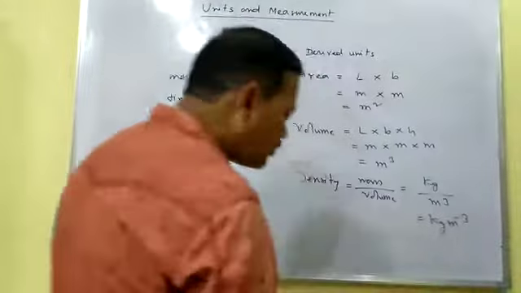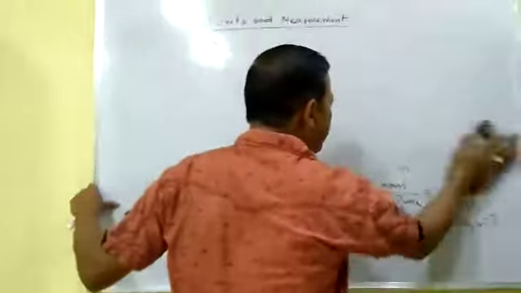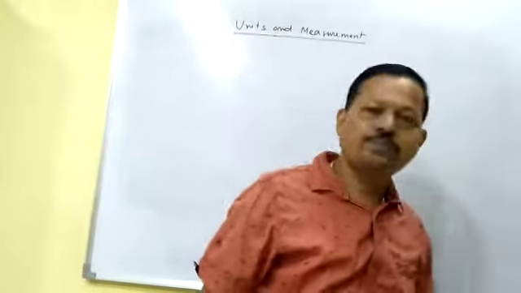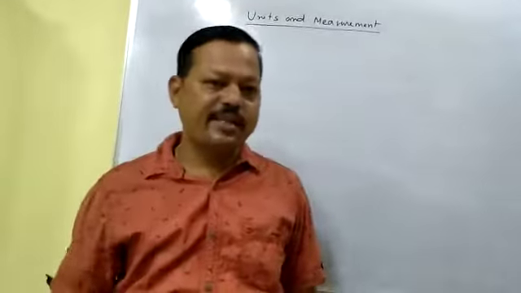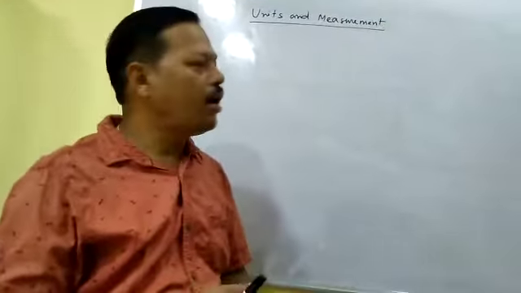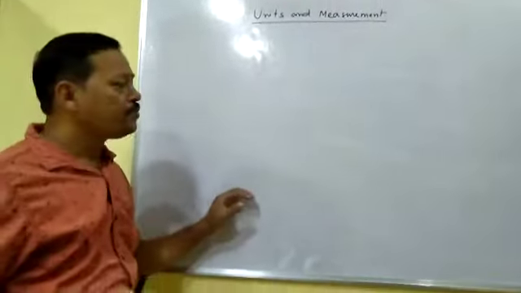Now, to express these units, there are different types of scales. Already you have covered them. One is called the CGS scale, one is called the SI unit. So, different types of scales are used to measure the units.